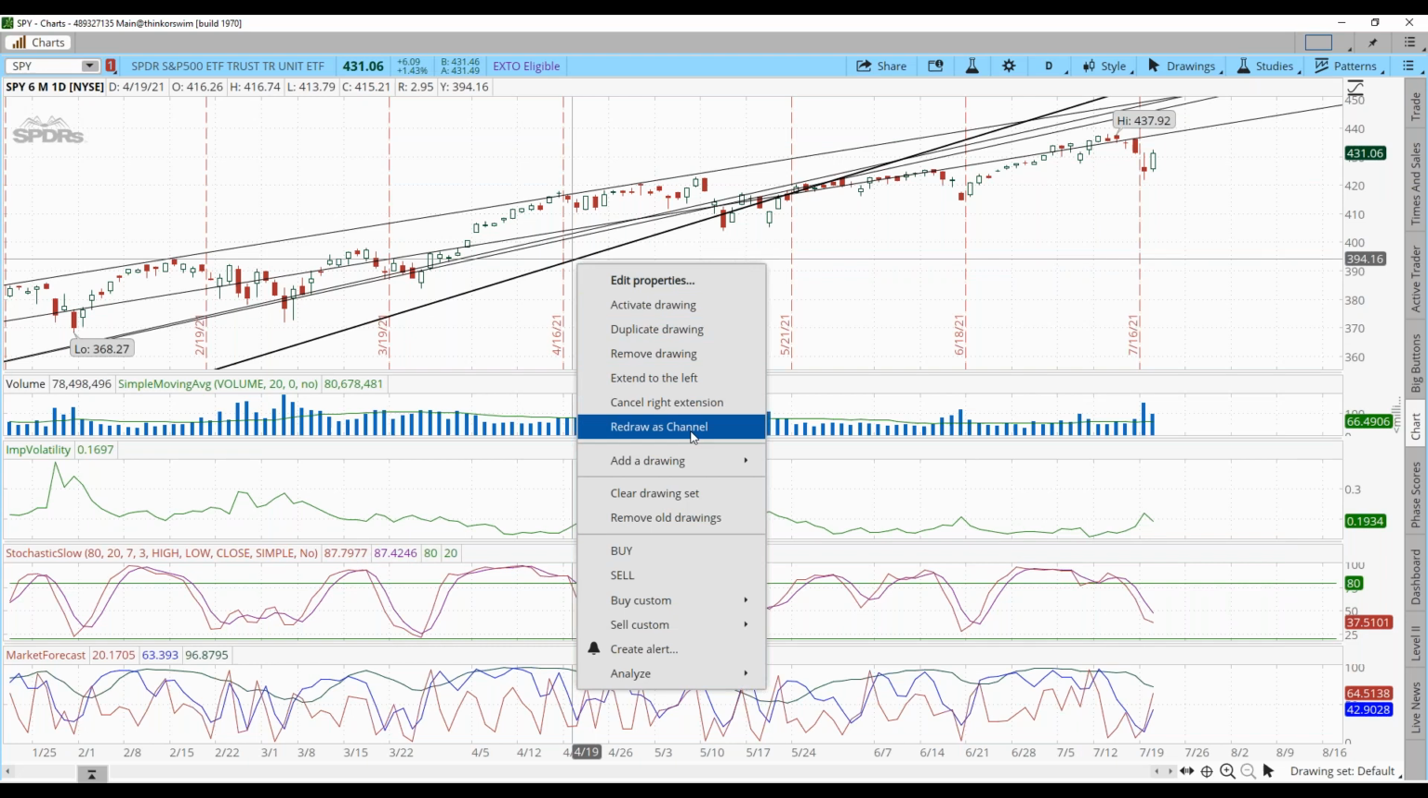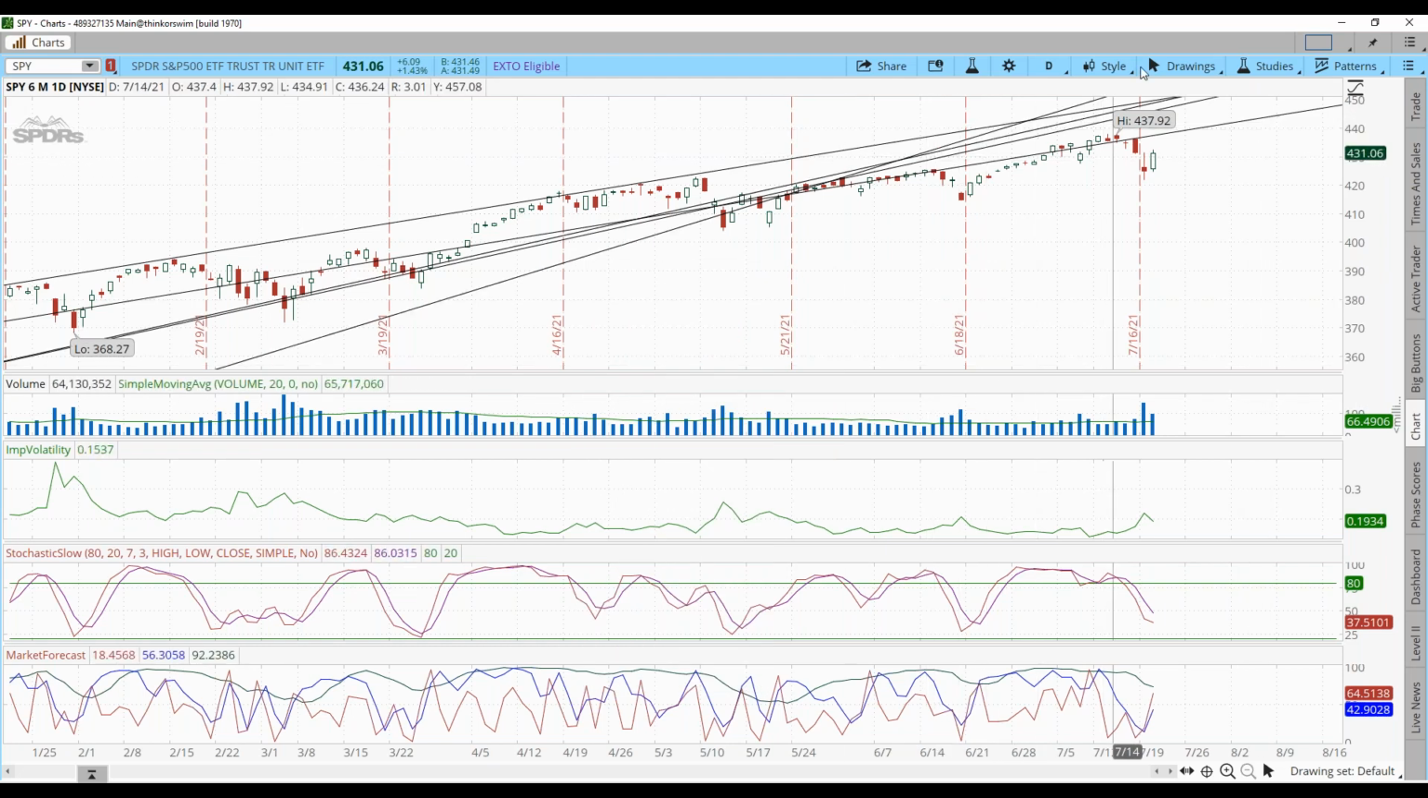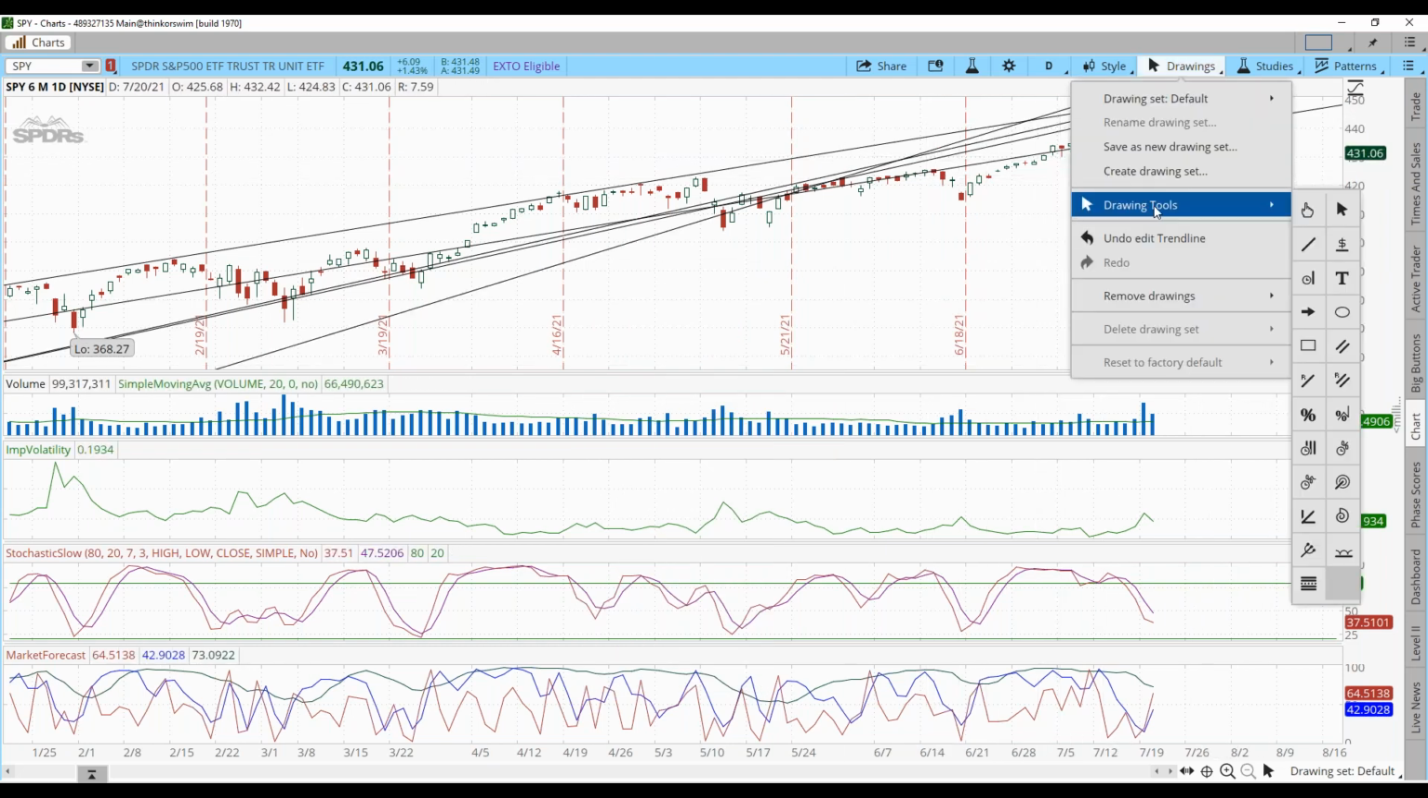There is a snap to feature right now that is killing me. Why is it snapping like that? Never mind, I'm going to have to go fix this later. But in order to move those, like I said, it can be clunky.